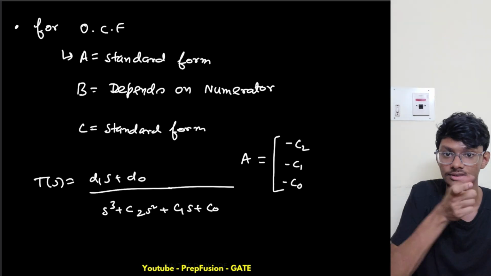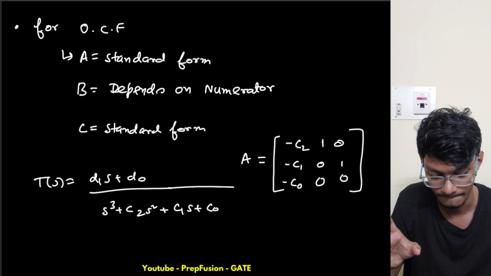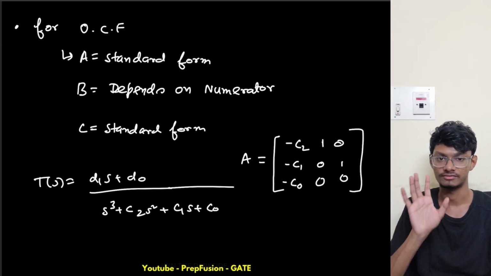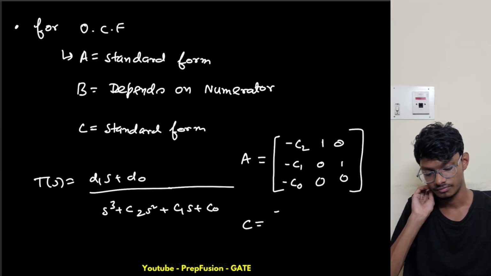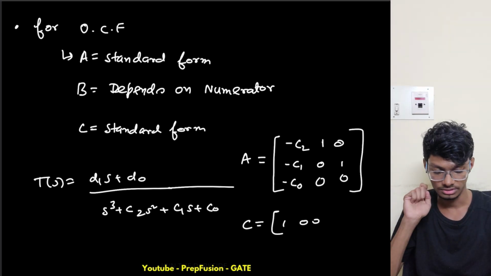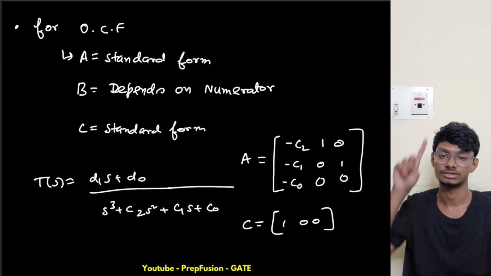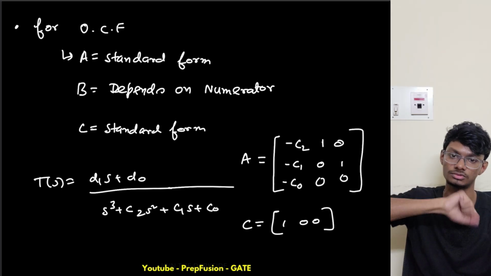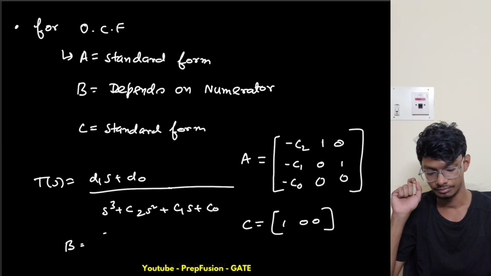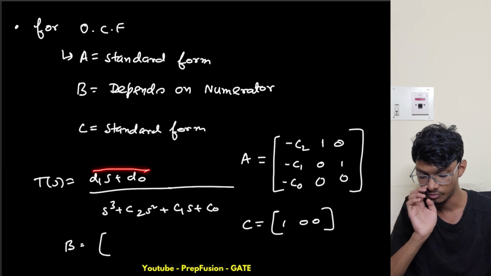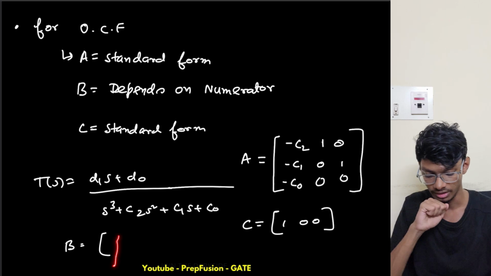Now what are the other elements? Here I will start from 1 0 0 and then again 0 1 0. This is the standard form for writing A. Now for writing C, what will be the standard form? For C it will be 1 0 0. Start from 1 and then go to 0 0. There it was starting from 0 for the B matrix and going to 1. That is the difference. Now what will my B be? B will again be the same, going from low to high.